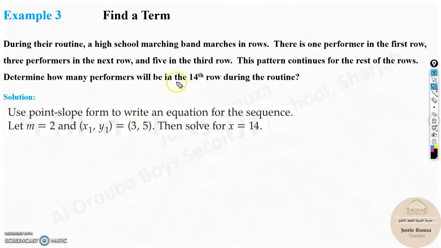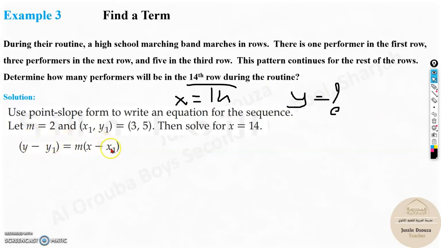And what do we want? We need to know what is happening in the 14th row. How many will be there in the 14th row? So the rows are 1, 2, 3, 4, 5. That is x. x is 14. At x is equal to 14, what is the y? That is the question. So we can use the point slope formula.